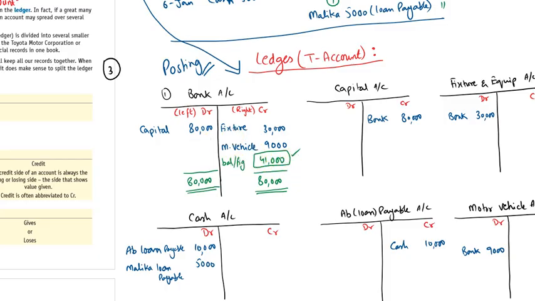Another thing you have to remember at this stage: is 41,000 a debit balance or a credit balance? What will you say? So it's a debit balance because the debit side is heavier. Okay. So we have to close this account. The double lines mean we are closing the account.